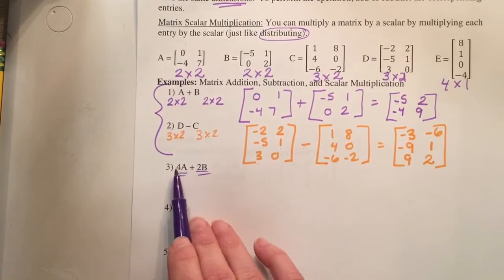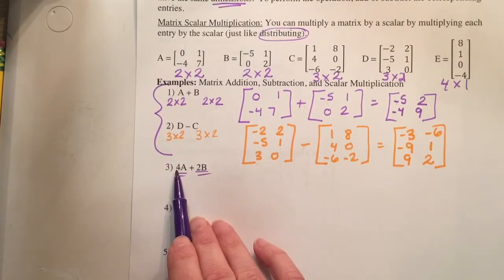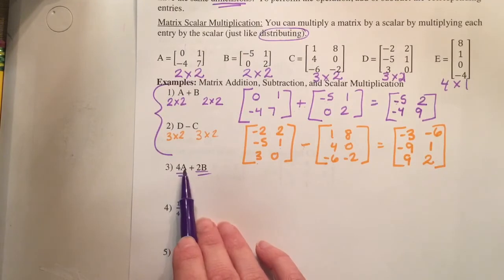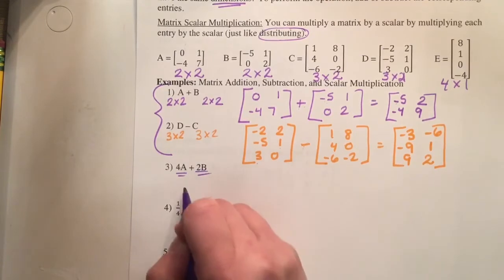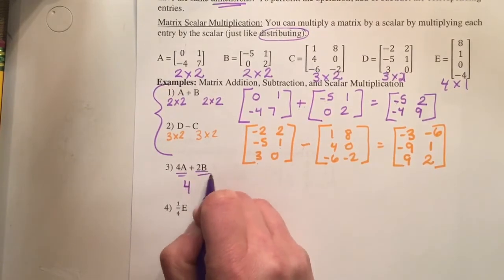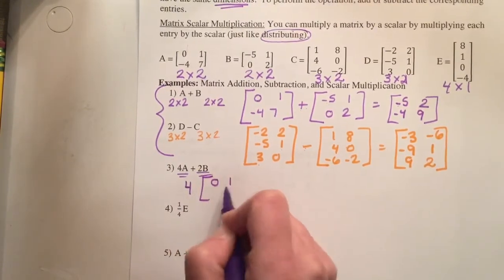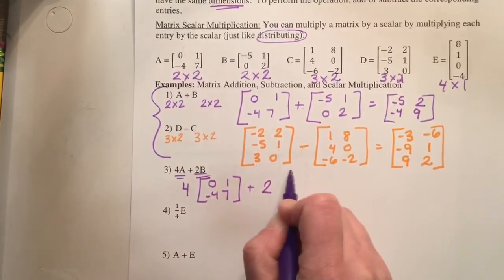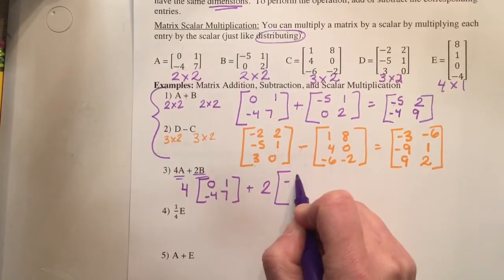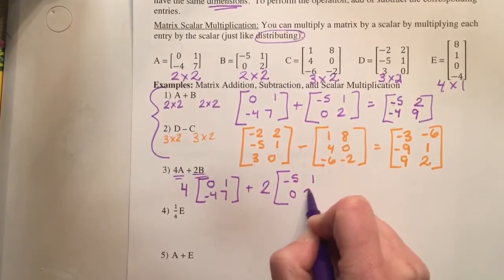So just like if you were distributing, you're going to take 4 and multiply it into every single entry of A. Here is 2B. This means you take the B matrix and you distribute, or multiply, every single entry by 2. So this looks like this: 4A is 0, 1, negative 4, 7, plus 2 times B. B is negative 5, 1, 0, 2.